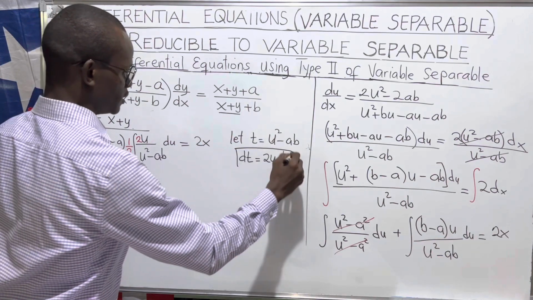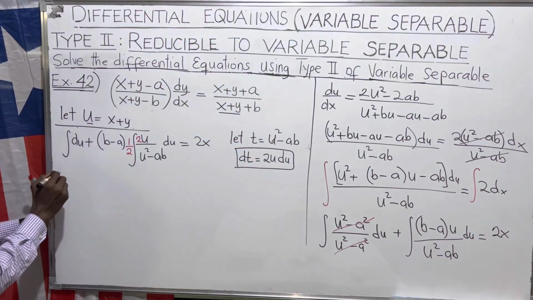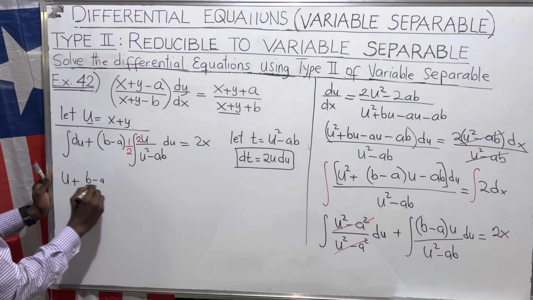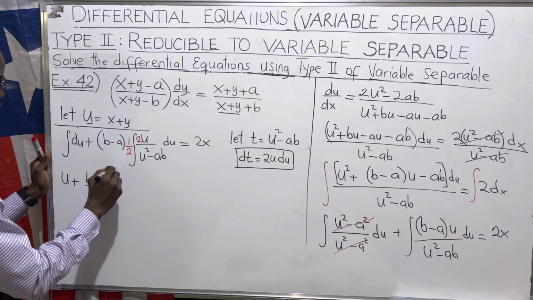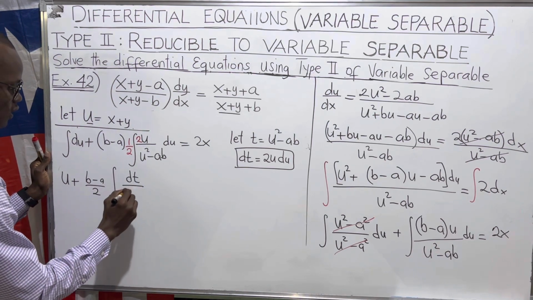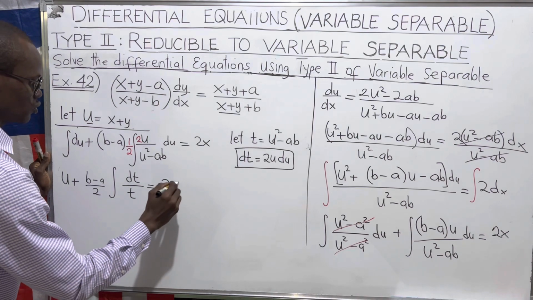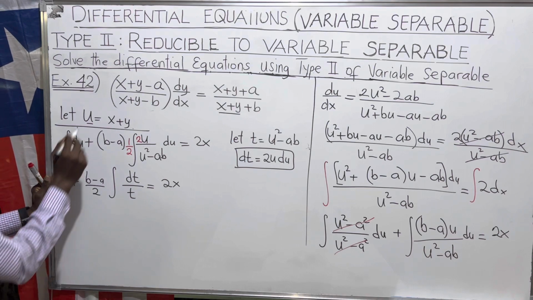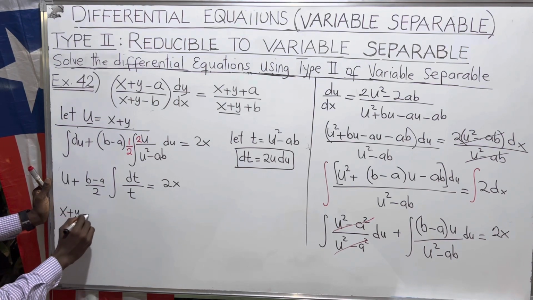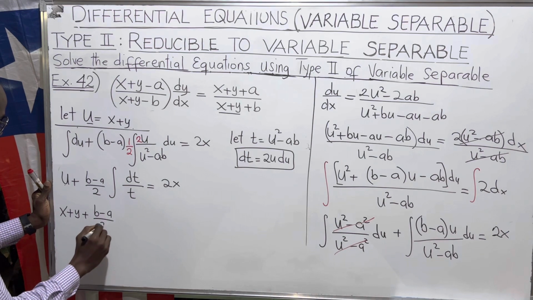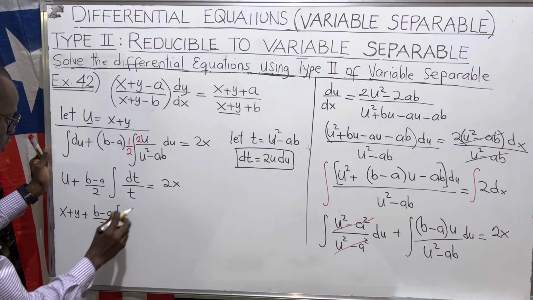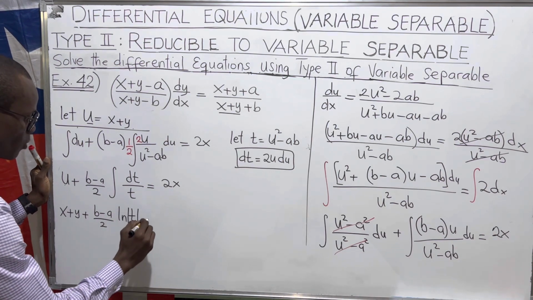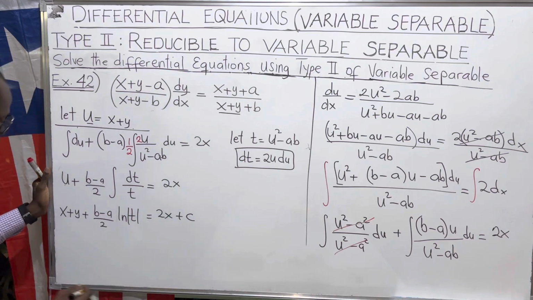So that's where we see 2u du, we're going to write the t. So this is now u plus (b minus a) all over 2. So the integral of dt all over t all equals to 2x. So the integral of dt all over t is just the ln. So this u now is x plus y, remember, plus (b minus a) all over 2. The integral of this is just the ln of t, all equals to 2x plus some arbitrary constant c.